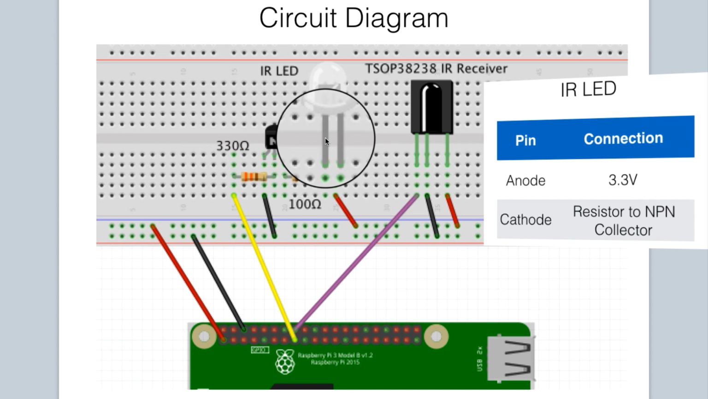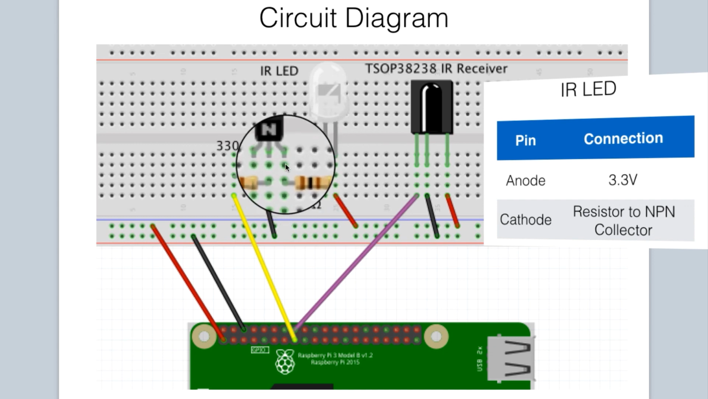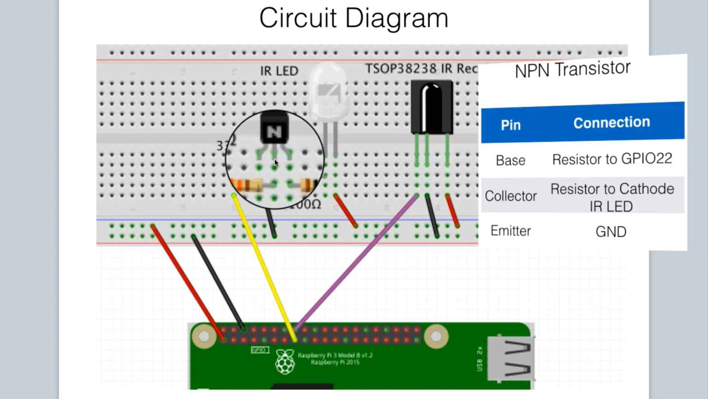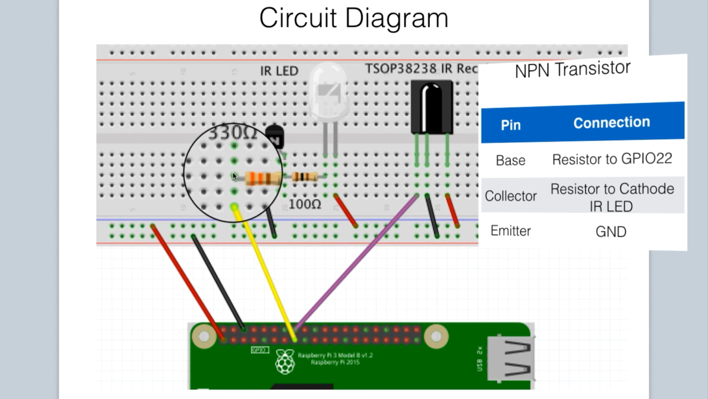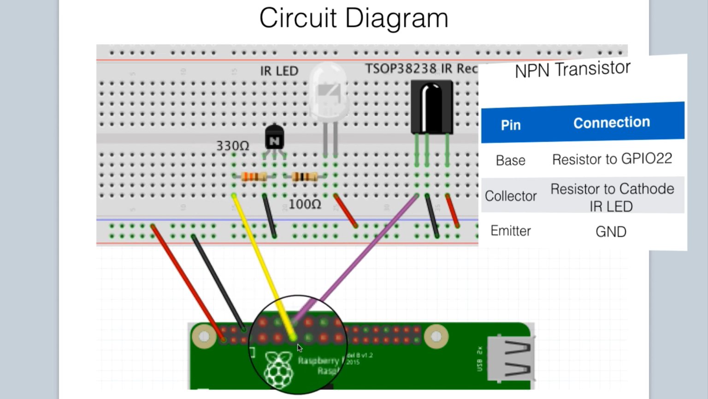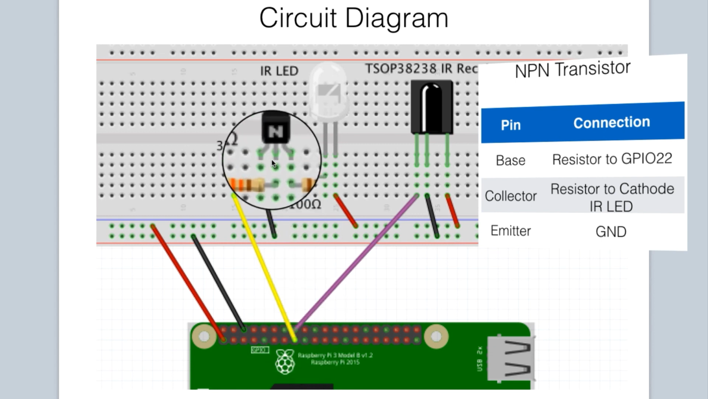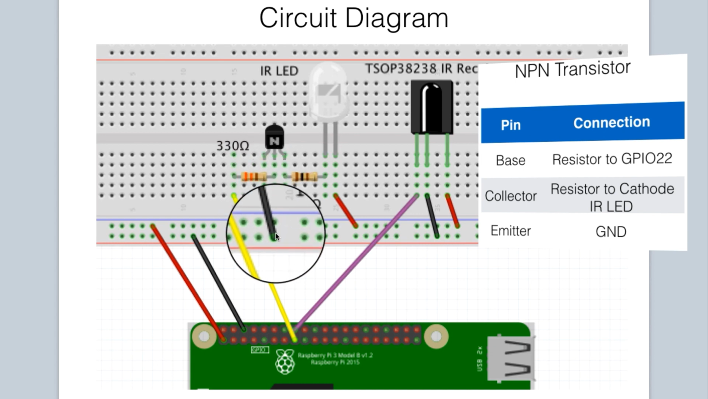The cathode, or shorter pin, is connected to a 100 ohm resistor, and the other end of that resistor goes to the collector of our NPN transistor. The middle pin, or the base of our NPN transistor, is connected to a 330 ohm resistor, and the other end of that resistor is connected to GPIO pin 22 or pin 15 on the Raspberry Pi. The emitter of our NPN transistor is connected to the ground rail.